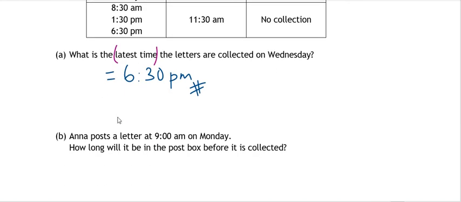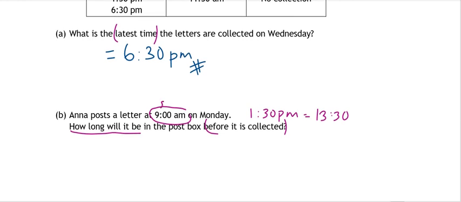Anna posts a letter at 9 a.m. on Monday. The question is, how long will the letter be in the post box before it is collected? Since the letter is in the box at 9 a.m., you can see from the schedule that it will be collected at 1:30 p.m., or in 24-hour time, 13:30. So here you have your start time and your end time already.